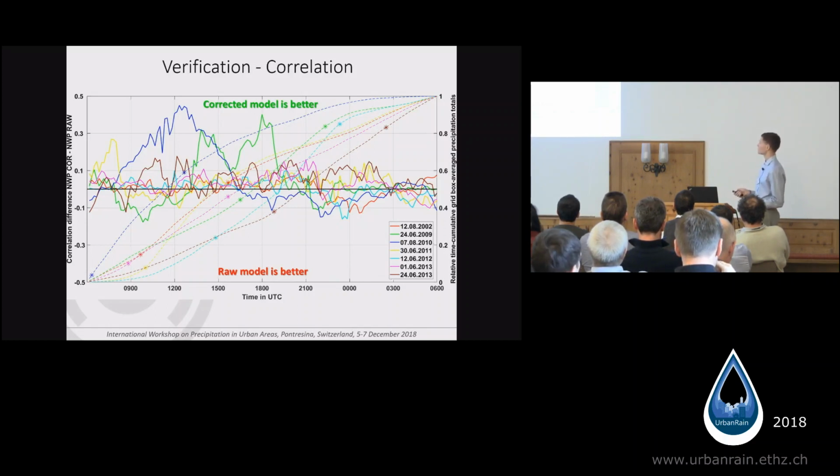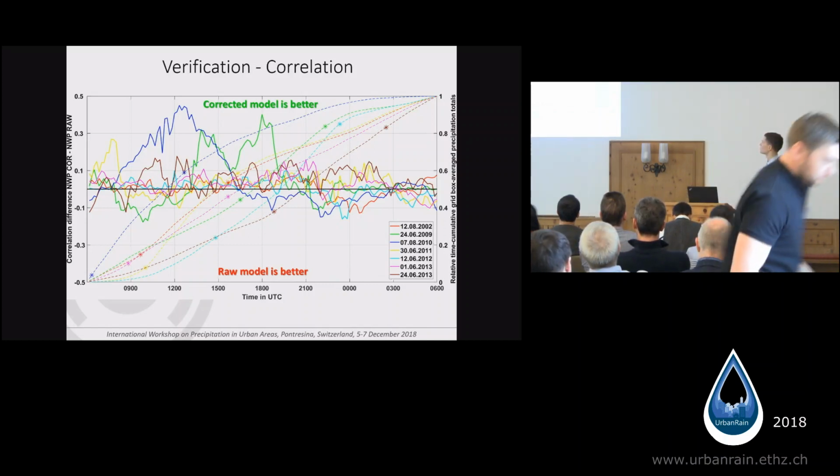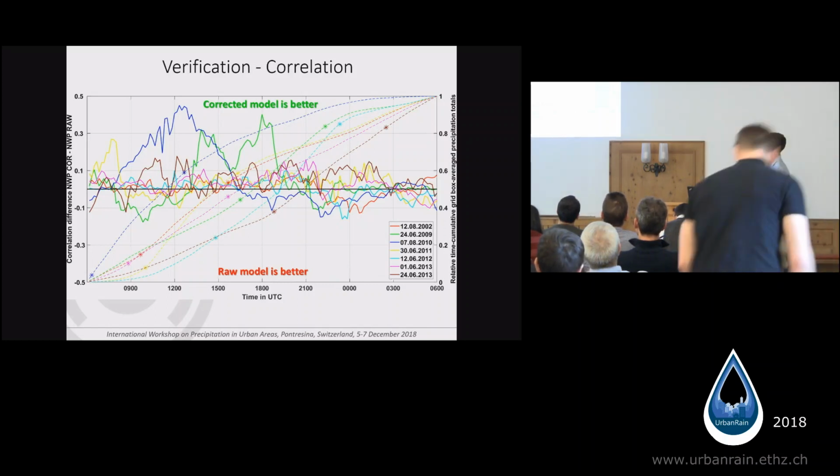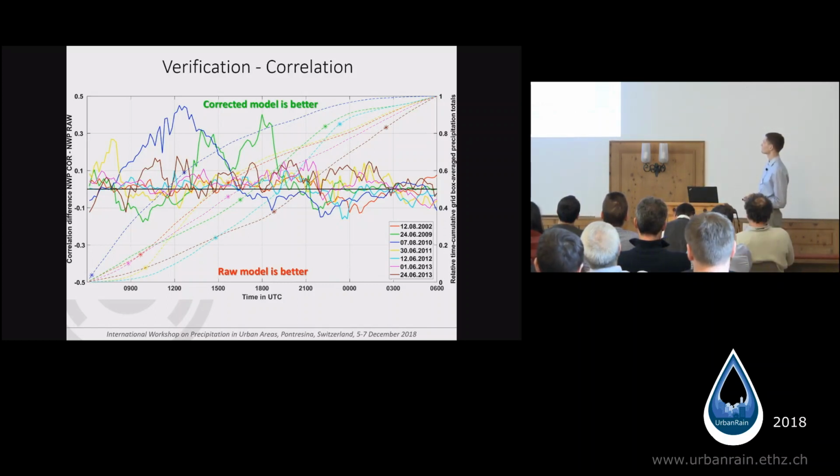As you can see, the temporal distribution of this correlation difference varies during each event, but predominantly the corrected model is better. This feature is especially noticeable for two presented cases, 24th of June 2009, that's the green line, and 7th of August 2010, that's the blue line. Also, this improvement is not so obvious for other events. We can still see that there is some improvement in times of the highest precipitation.